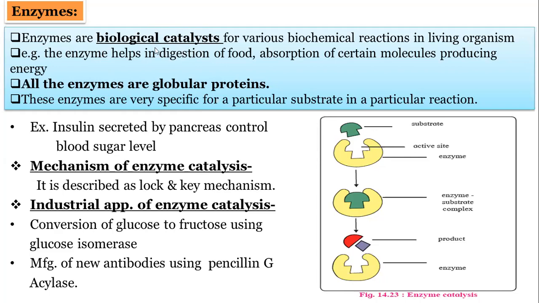In chemistry, we use different catalysts to increase the rate of reaction. Like these, enzymes are also biological catalysts which increase the rate of biochemical reactions in living organisms. For example, enzymes help in digestion of food, then absorption of certain molecules, producing energy.